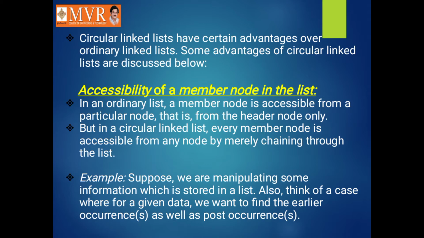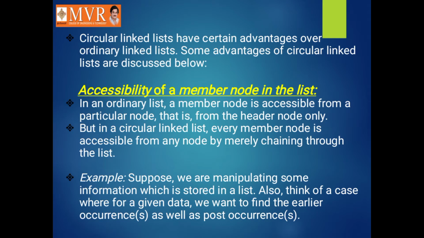But in a circular linked list, every member node is accessible from any node by merely chaining through the list. To access any member, we can move in any direction, or we can start from any position. It need not be the header. We can start at the first node or second node or third node and move to the next node, since a circle or chain is maintained between all the nodes in the linked list.